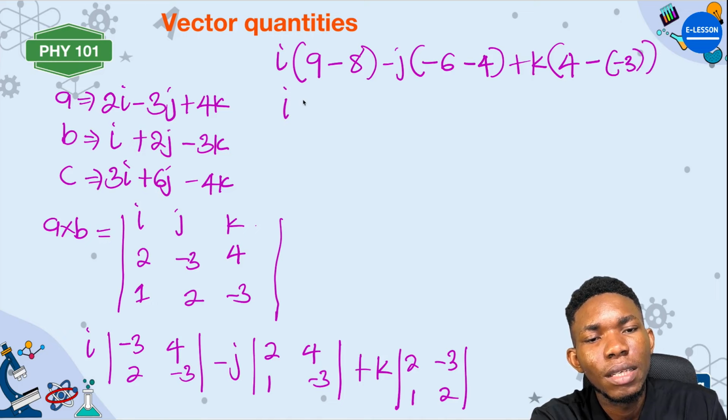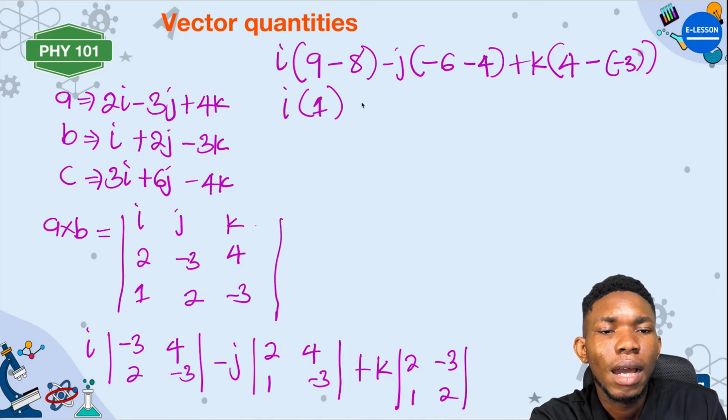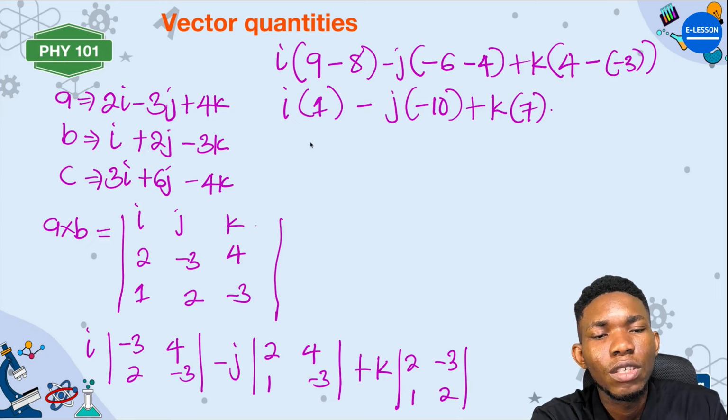All right? So this is going to give us i, 9 minus 8 will give us 1. And then minus j. Minus 6 minus 4 will give us what? Minus 10. Then plus, we have k. 4 minus minus will give us what? Plus, which is 7. All right? So this one will give us i plus 10j plus 7k.